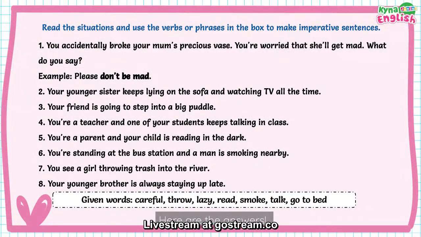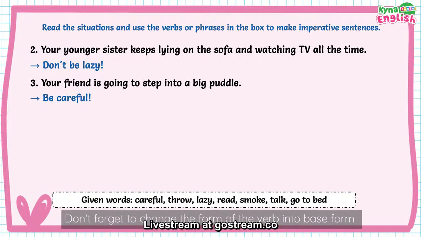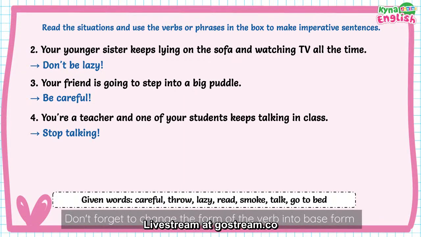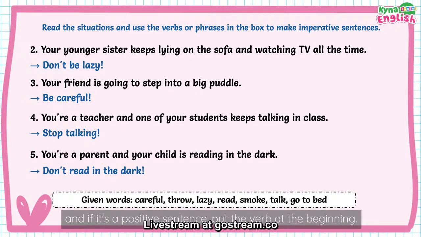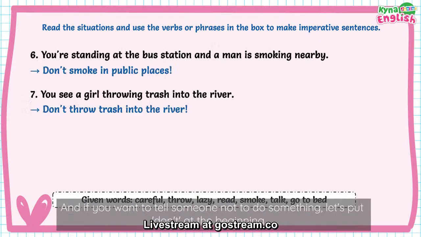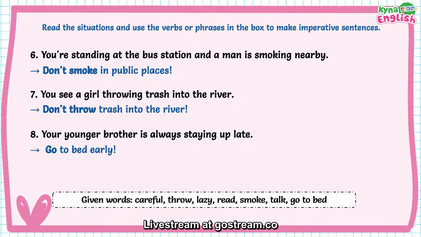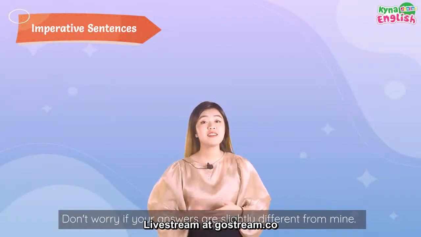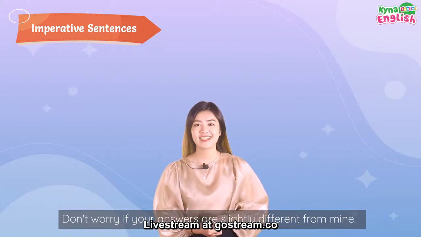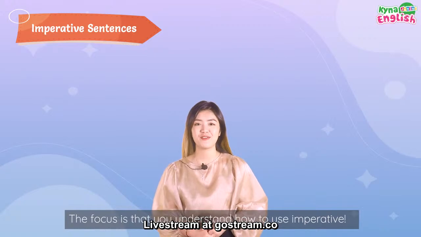Here are the answers. Did you have them all correct? Don't forget to change the form of the verb into base form, and if it's a positive sentence, put the verb at the beginning. And if you want to tell someone not to do something, let's put don't at the beginning. Don't worry if your answers are slightly different from mine. The focus is that you understand how to use imperatives.